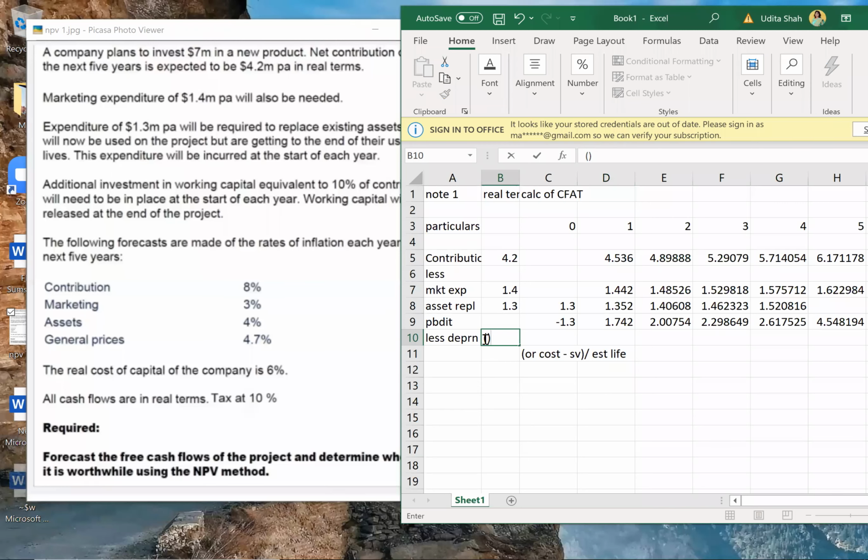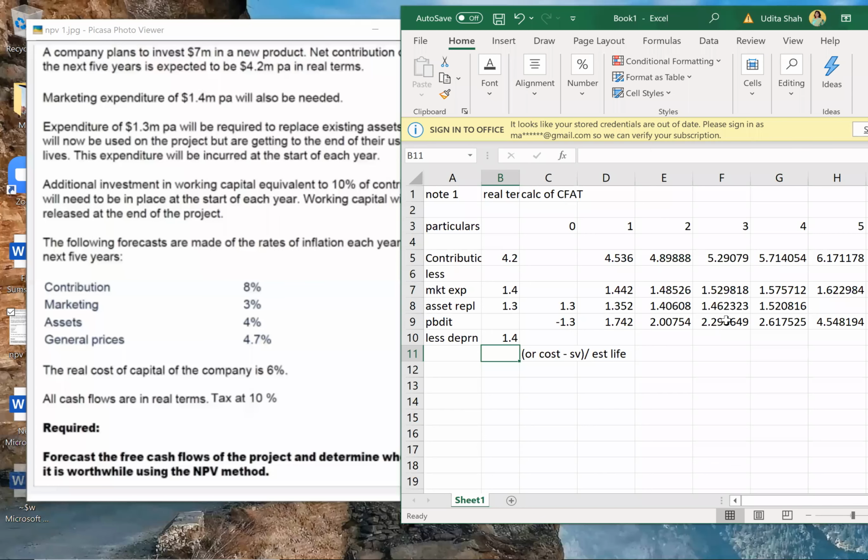What is the original cost of the asset? A company plans to invest 7 million in the new product. That means 7 million is the original cost. They have not given anything about the salvage value, so salvage value is 0. Divided by the life of the asset, which is 5 years. So 1.4 million will be my depreciation.